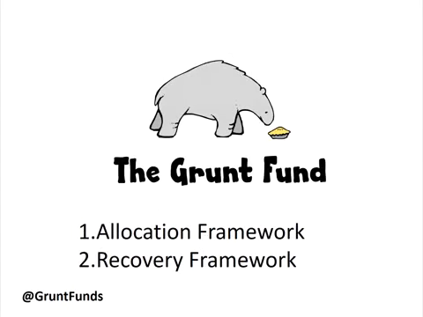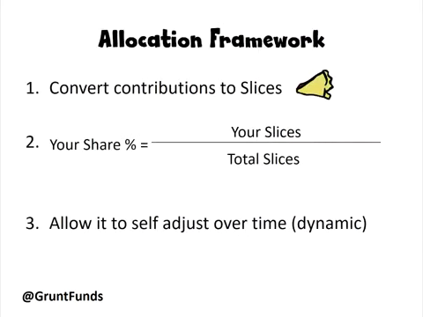So the Slicing Pie model is called a grunt fund, and there are two pieces to it. The first piece is the allocation framework, which teaches us how to allocate shares in our startup company. The second piece is the recovery framework. When somebody leaves the company, we need a methodology for getting the shares back, if appropriate, from the person that's leaving. We need a buyout price. So here's how it works.